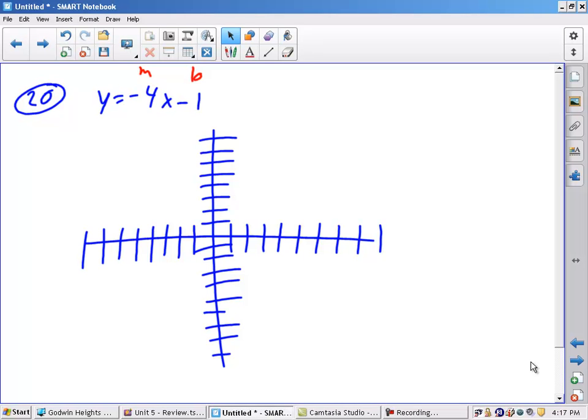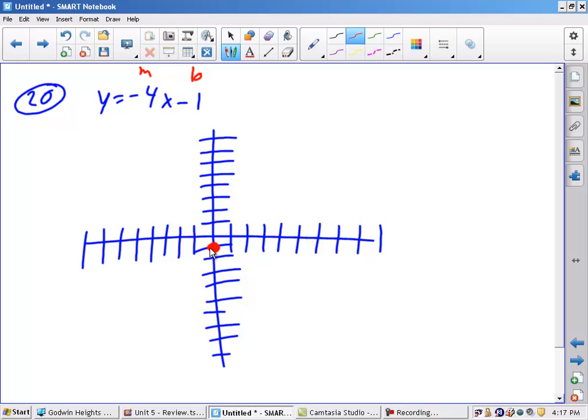Number 20 is y equals -4x minus 1. They want you to graph it. First of all, notice my little red m and red b. m is -4 in front of the x, and b is -1. b is where you begin. So first of all, before we do anything, go ahead and place a big dot at -1 on the y-axis. That's your y-intercept. That's where I begin.